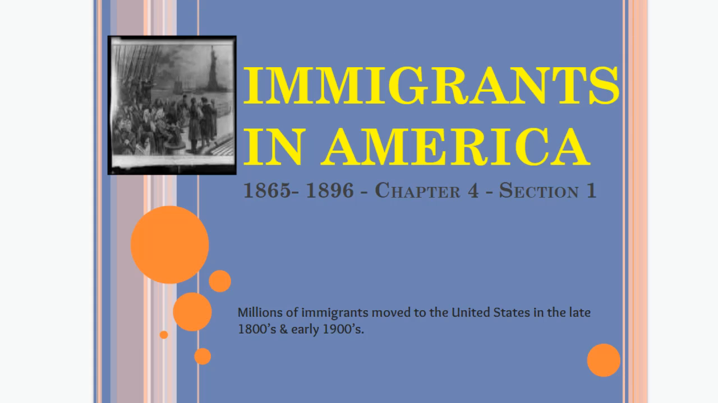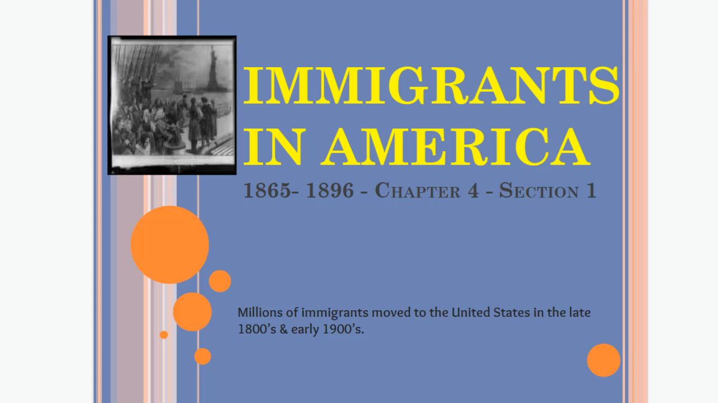This year is just flying by, and we're starting in Chapter 4. We're in Section 1. Stuff that we've kind of talked about before, but this is a more formalized section talking about the immigrants that are coming to America. This section is looking specifically at 1865 to 1896, but we're also going to have some crossover to the early 1900s just because of the way the timetable goes.